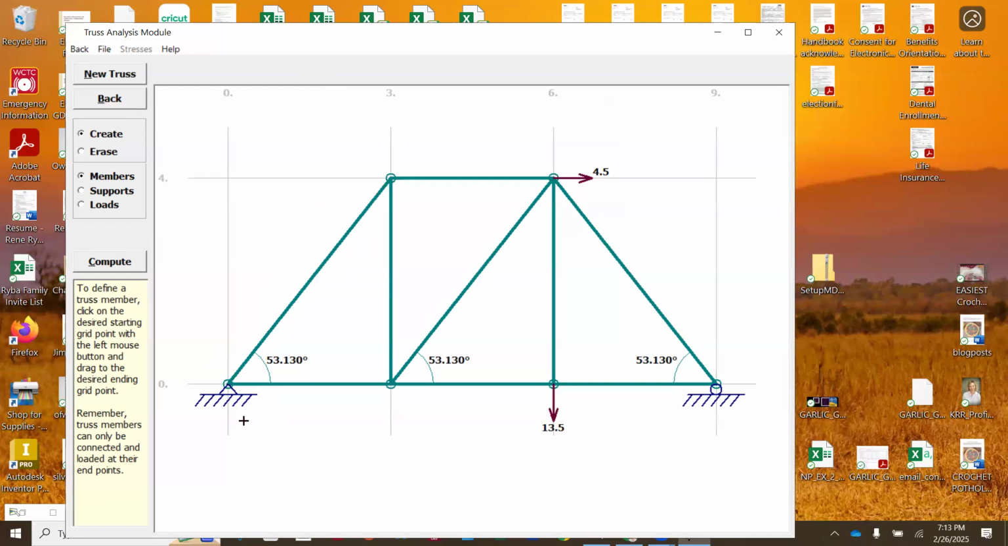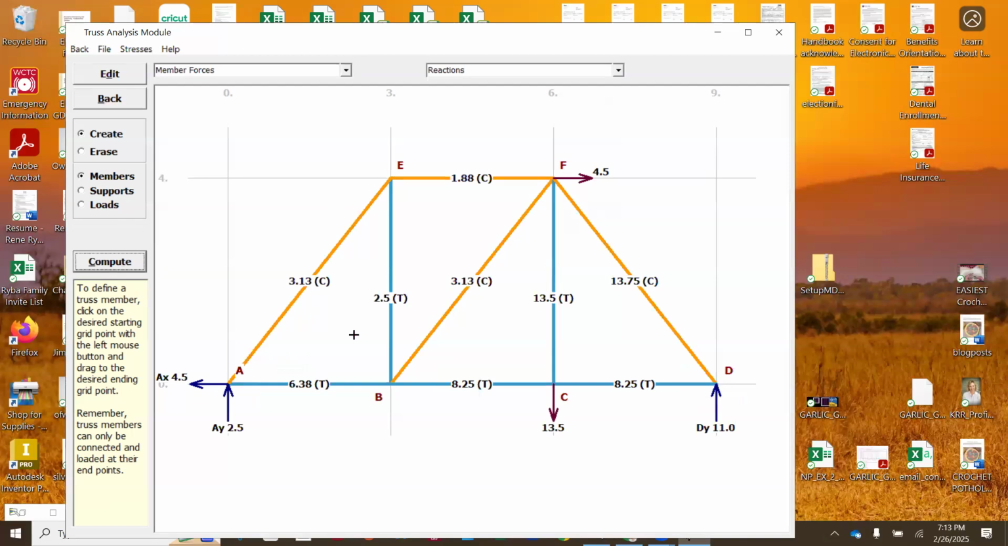And now it goes back in. Okay. All right. So that's how you can kind of play with it. Now, the next thing we're going to do once we have everything in place, you're going to notice this compute button becomes available to us. That's going to be how we're going to compute the forces in the members. So I'm going to click on compute and look at that.